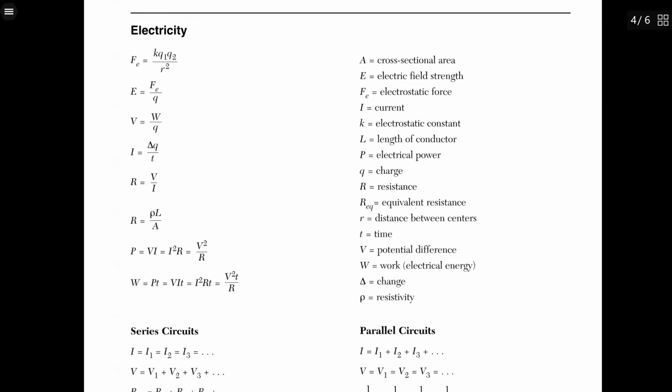So we did the electric field strength, we did voltage. Now we're doing current, and then we're going to do resistance. This is the formula for resistance in a wire, specifically. L is the length of the conductor, so the conductor would be the wire, and A is the cross-sectional area of the wire. Anyway, this is just the resistance in the wire.